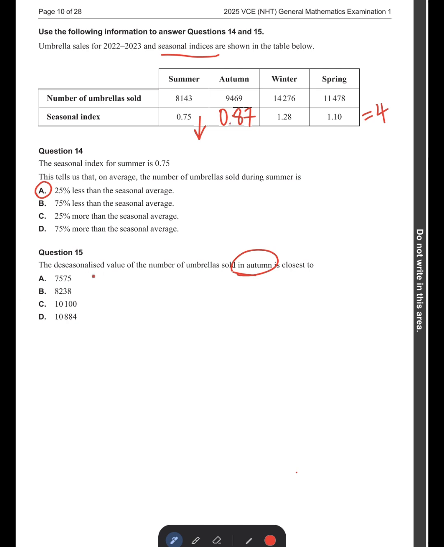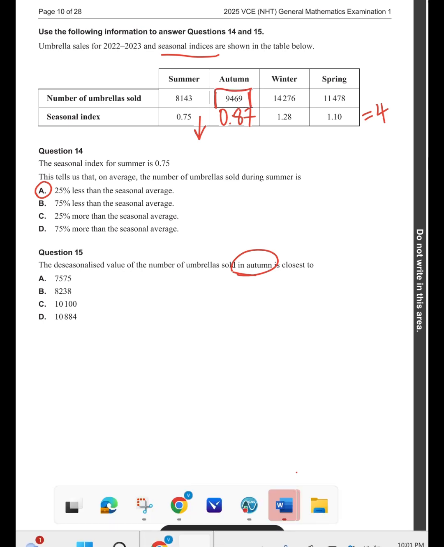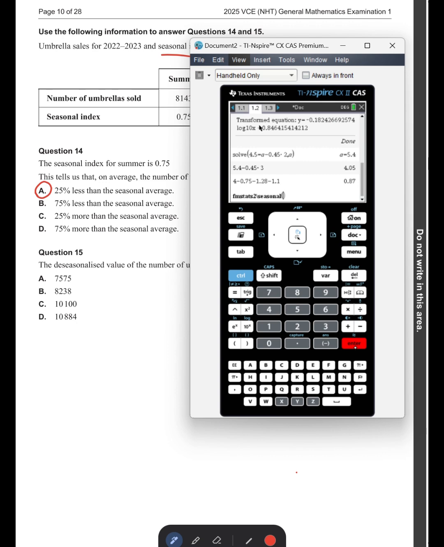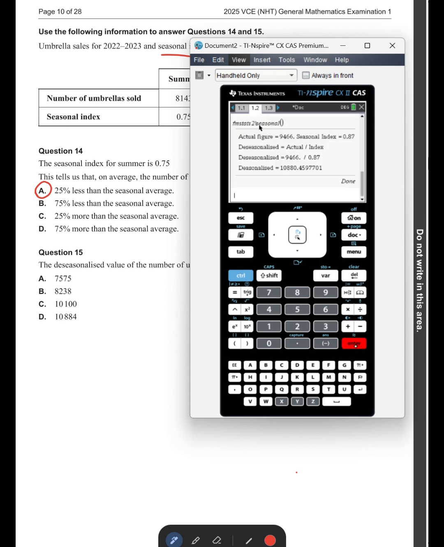Okay, now we want the deseasonalized value of umbrellas sold. So I've got my seasonal value or my actual value, so I can use FM stats for this bit. So into the book, FM stats, and down to seasonal. Okay, so I know that I'm looking for a deseasonalized value. So number 1, my actual figure is 9469. My seasonal index is 0.87, and that gives me 10,880.